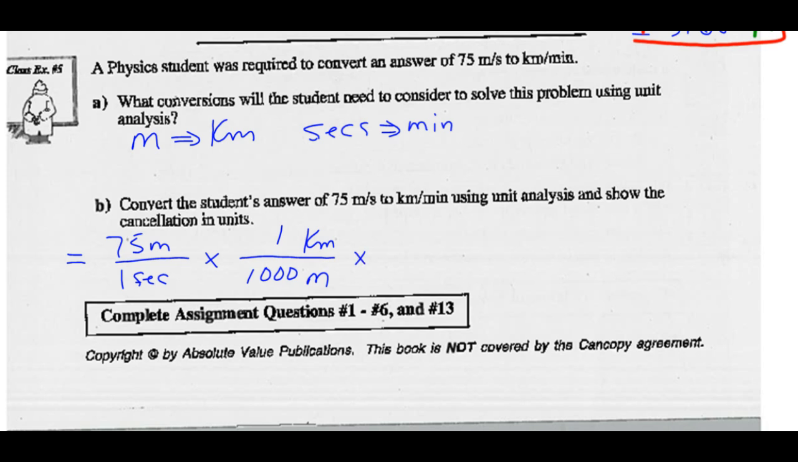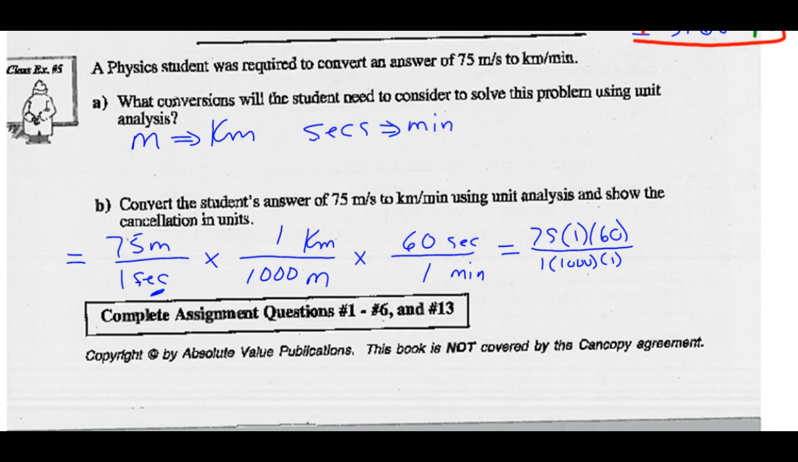Now let's convert seconds to minutes. Again, seconds are in my denominator over here, so I want to put seconds in my numerator to get rid of those. Therefore, minutes must go in the denominator. And we know that 1 minute is 60 seconds. All right, so once we have it set up properly, we can figure out how many kilometers per minute we need. So I go ahead and multiply then. 75 times 1 times 60. Multiply all your numerators. Divide that by 1 times 1,000 times 1.